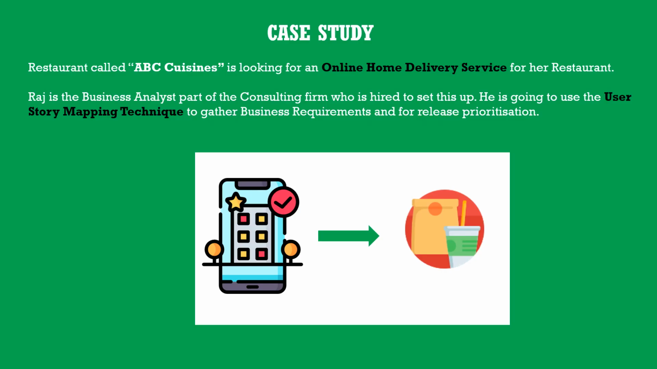Okay, let's look at the case study. There's a restaurant called ABC Cuisines. They're looking for an online home delivery service for their restaurant. So basically, they just want their customers to order food through an online channel, and it can be delivered to their homes. Raj is the business analyst, part of a consulting firm, and he's hired to set this up. He's going to use the user story mapping technique first to gather the business requirements, and then use the same thing for maintaining the product backlog and the release prioritization. So let's see how he does that.